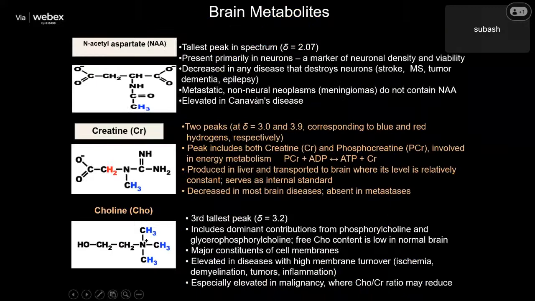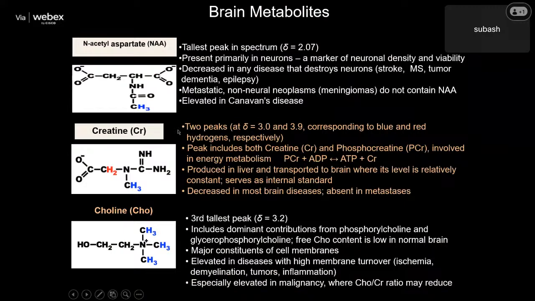So these are some of the metabolites which are seen in the brain. The highest peak is the N-acetyl aspartate, which is visualized at 2.07 ppm. This is present primarily in neurons, a marker of neuronal density and viability. If the neurons are destroyed or damaged, then the NAA peak will go down. You can see NAA will always go down in metastatic regions, non-neuroplasmas, meningiomas. There is only one disease, Canavan's disease, where the NAA is high. Otherwise, in most neurodegenerative diseases, whether it is MS, tumor, stroke, dementia, epilepsy, since there is neuronal damage, the NAA peak will go down.